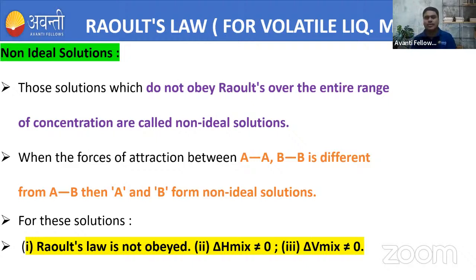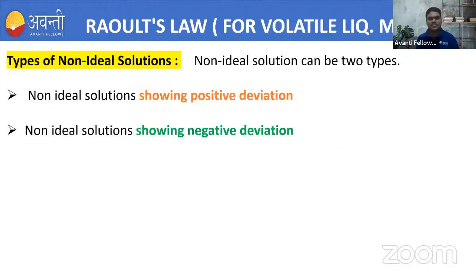So what are the characteristics of a non-ideal solution? Raoult's law is not obeyed. Delta H of mixing is not equal to 0. It means you always get some energy released or absorbed when mixing two liquids. Delta V of mixing is also not equal to 0. It means if you mix 1 liter of ethanol and 1 liter of water, then you will get either 2.1 liter or 1.9 liter. So you will not get delta V of mixing equal to 0. There are always some plus or minus values, right? So these are the characteristics of the non-ideal solution.